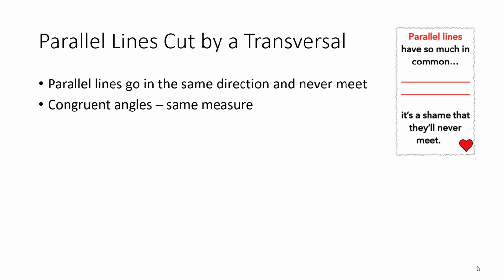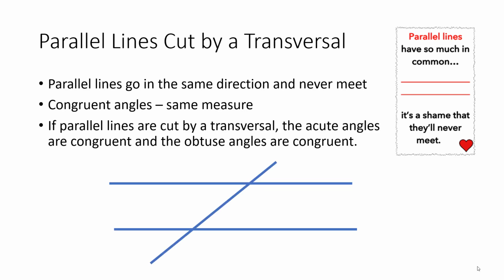Another important vocabulary word that you need to know going into this is congruent angles. Congruent angles are two angles that have the exact same measure. And parallel lines with an extra line that goes through them, the transversal, that's this diagonal line, are going to create many congruent angles.